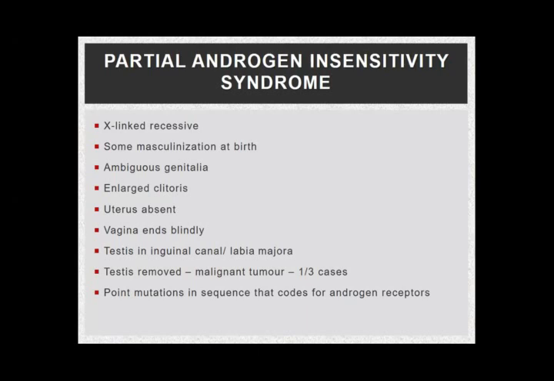Partial androgen insensitivity syndrome, X-linked recessive है, इसमें masculinization does occur, even though it is not normal, it is below normal, but it does occur. Genitally ambiguous होते हैं, because meaning you cannot make out whether it is male external genitalia or female external genitalia. Clitoris is enlarged, uterus developed नहीं होती, vagina ends blindly. Testes are either in the inguinal canal or in the labia majora.